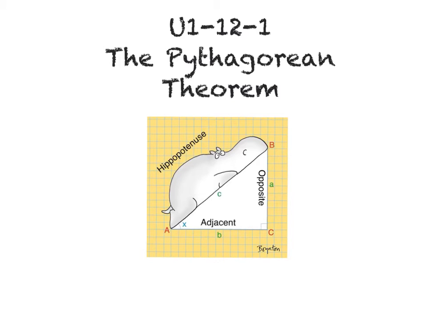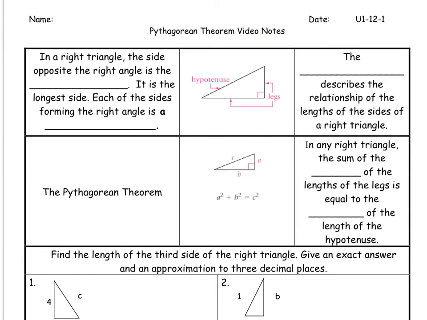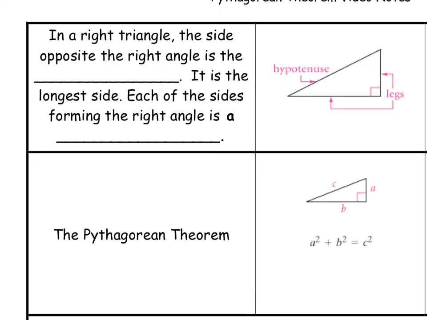year. And if you can't remember which side is the hypotenuse, you can look at this hippo right here. He is laying on the hypotenuse. Okay, in a right triangle, the side opposite the right angle, which is this side right here, and it's the longest side, is called the hypotenuse. And it's hippo, and then ten, and then use. It's the longest side, and that's important to remember.